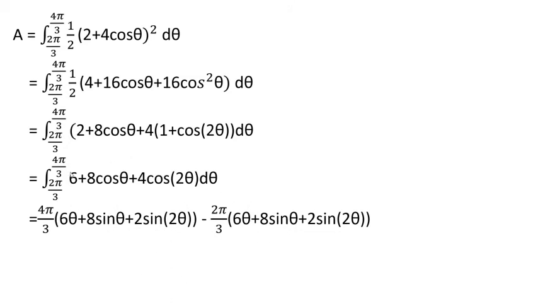So we integrate these equations to become, at 4 pi per 3, 6 theta plus 8 sin theta plus 2 sin 2 theta, minus, at 2 pi per 3, 6 theta plus 8 sin theta plus 2 sin 2 theta. And the answer of this one is 4 pi minus 6 square root 3.